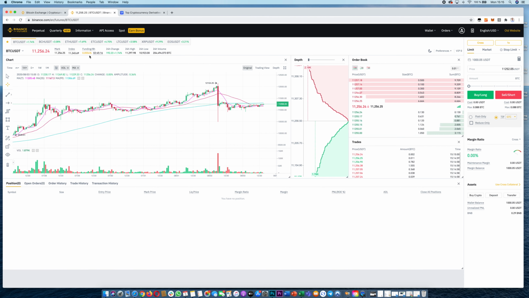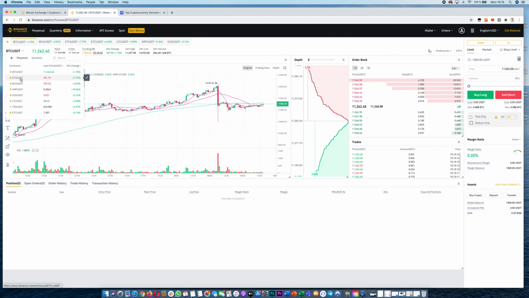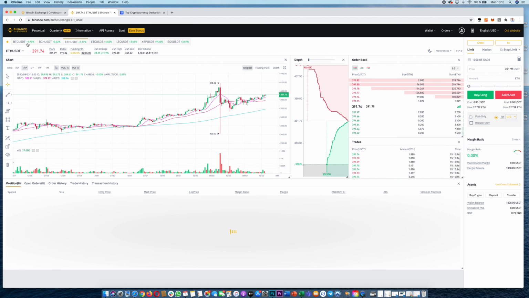So here we have the charts, how the price of Ethereum or Bitcoin went, and here you could also select Ethereum. And here you could also trade quarterly contracts, that are basically contracts with an expiration date. So with them you don't pay funding, but you pay a fee when you open the position. However, you don't pay funding.